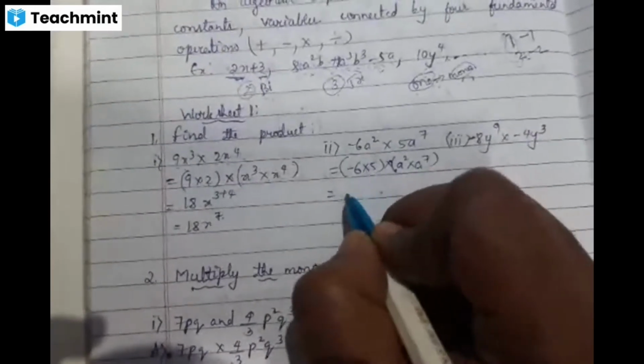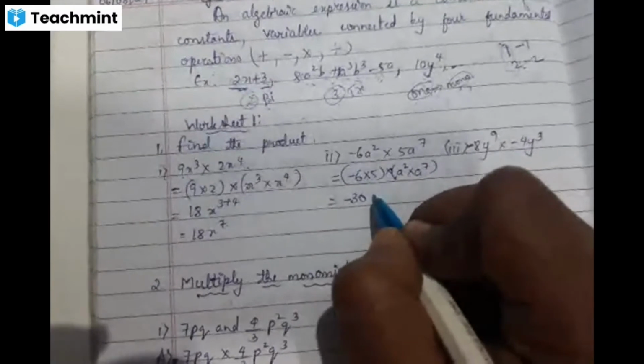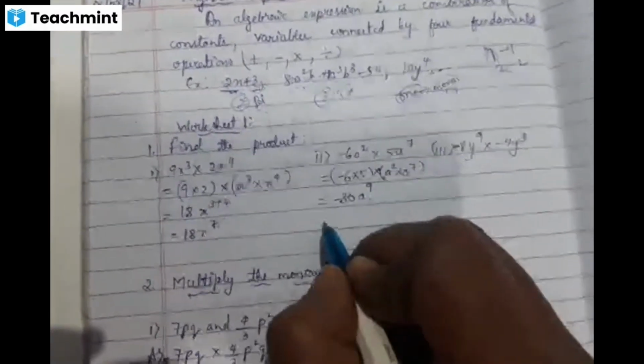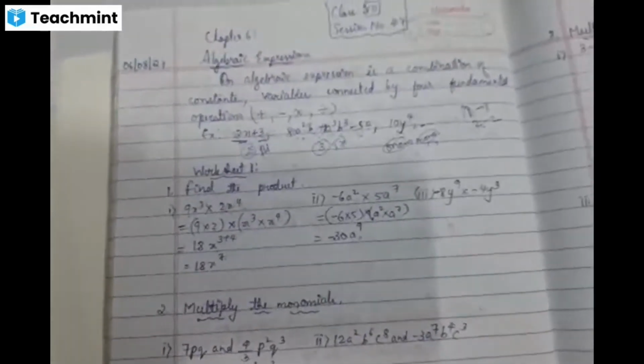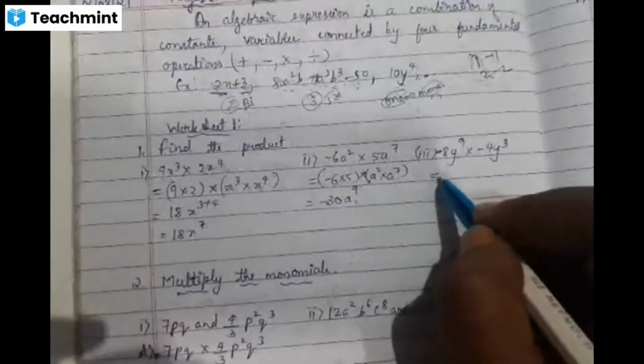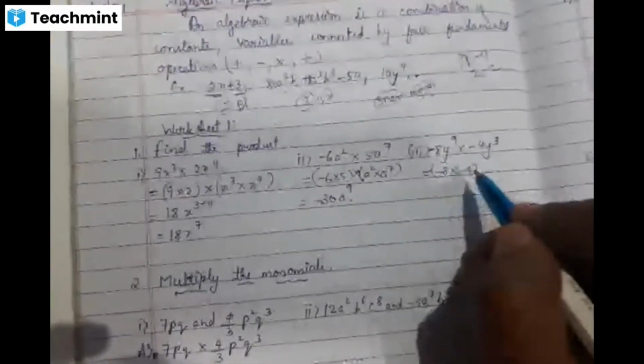Minus into plus is minus, children. 6 5s are 30. a to the power of 2 plus 7 is 9. So the answer is minus 30 a to the power of 9. Next we have minus 8 into minus 4.